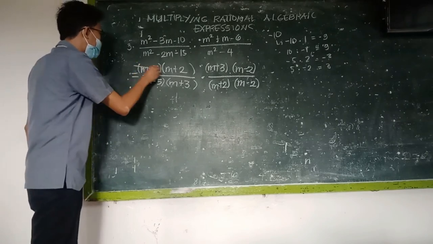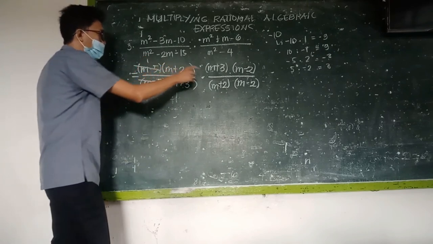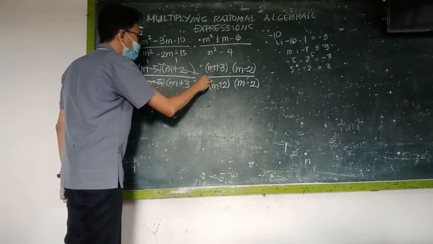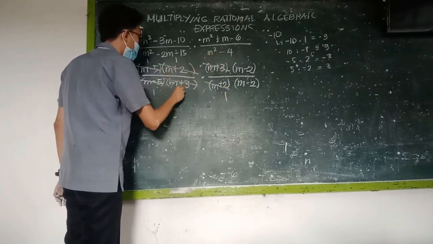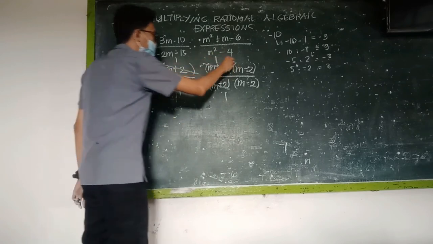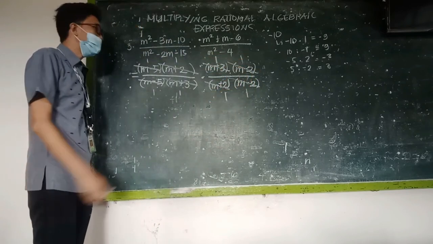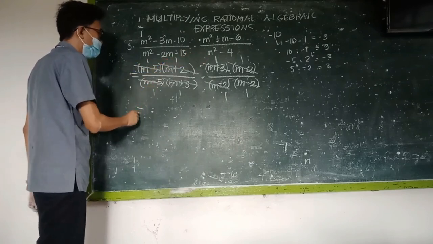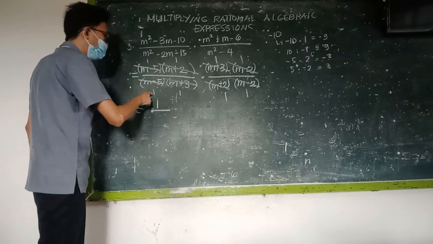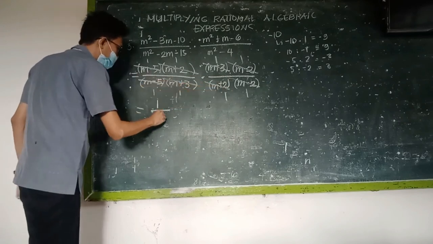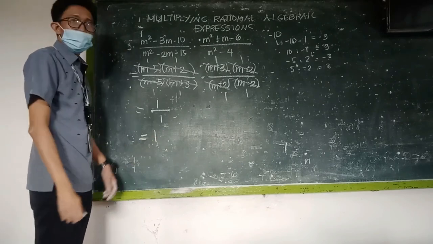In this case, makancel ang m minus 5. So, magiging 1, 1. Makancel rin ang m plus 2, 1, 1. Ang m plus 3, makancel rin. So, 1, 1. Makancel rin ang m minus 2, 1, 1. So, i-multiply na lang natin lahat ng natira. So, 1 times 1 times 1 times 1. So, 1 all over 1 times 1 times 1 times 1 rin is 1. So, ang final answer is 1.